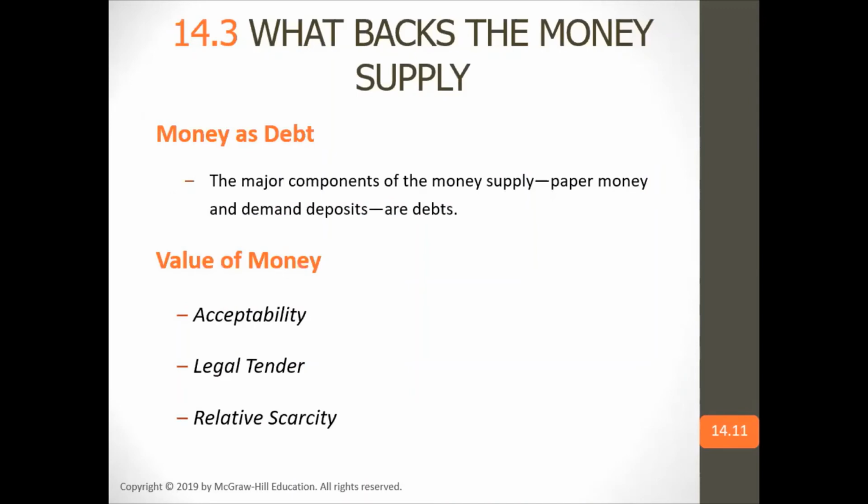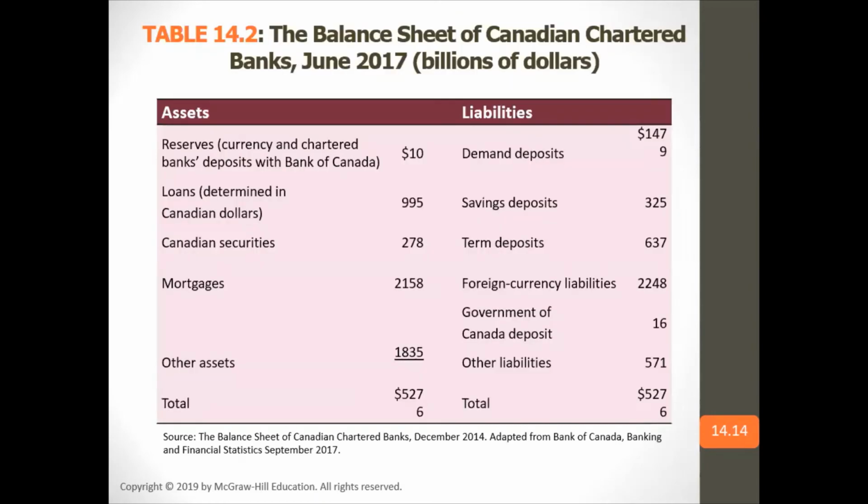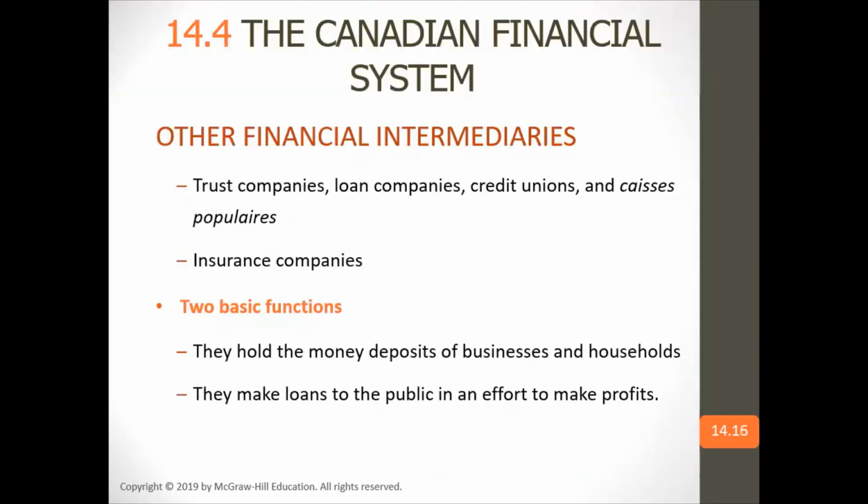So the value of money is due to scarcity, legal tender and acceptability. As for bank assets, ICBC in China has the highest amount of bank assets worldwide, with over 3 trillion in US dollars. HSBC is second, JP Morgan Chase third, and then down the list.